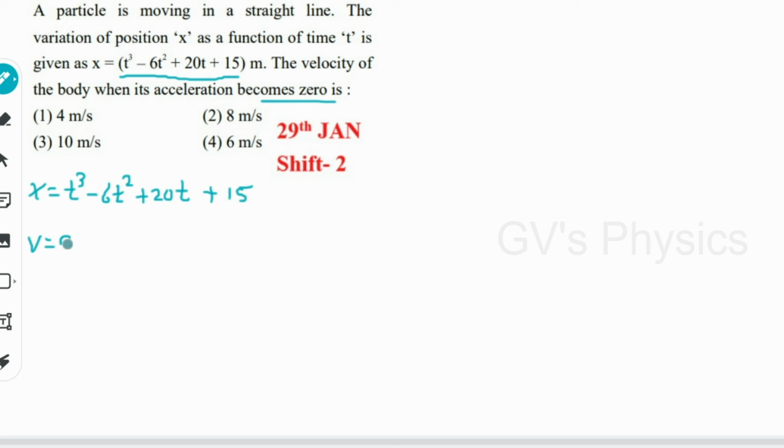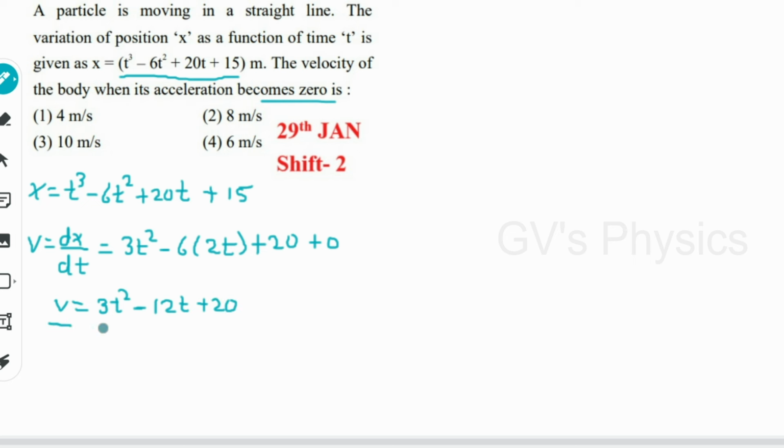If we differentiate position with respect to time, we will get velocity. So velocity is dx by dt. So we're going to differentiate. t cube will be 3t square, minus 6 into t square will be 2t, plus 20, t will become 1, and 15 is constant, so that will go to 0. So velocity v is equal to 3t square minus 6 into 2, which is 12t, plus 20.